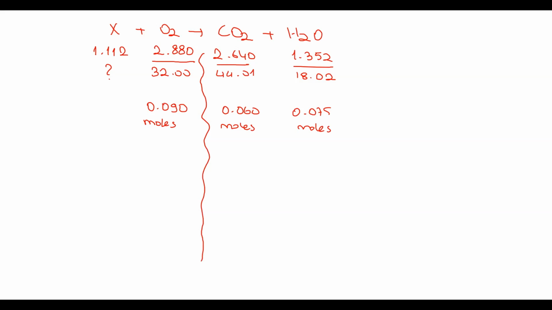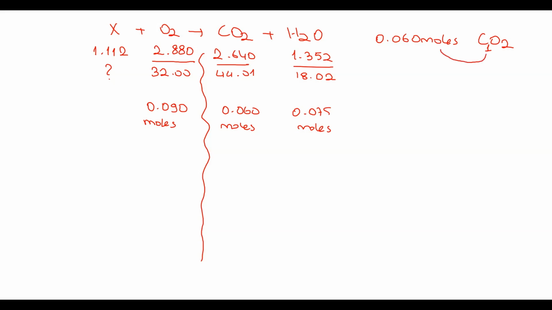So how many moles of carbon, oxygen, and hydrogen do we have in the product side? We need to calculate this, and it will be equal to the number of moles of carbon, oxygen, and hydrogen on the left-hand side, which is the reactant side. So let's start with the number of moles of carbon and oxygen in carbon dioxide. We have 0.060 moles of carbon dioxide. So the number of carbon is 1, and the number of oxygen is 2.